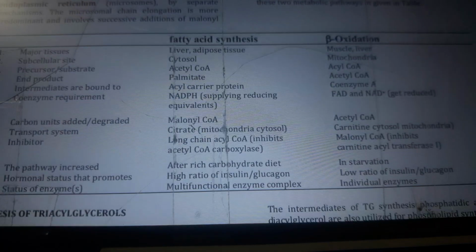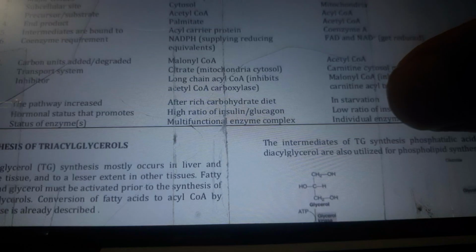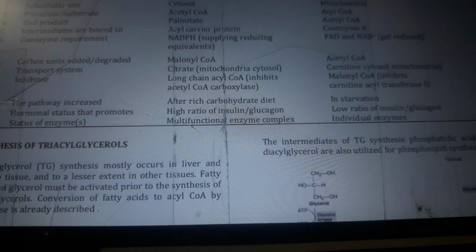Comparison between fatty acid synthesis and oxidation. The synthesis of fatty acids and the oxidation are two distinct and independent pathways. A comparison between these two metabolic pathways is given in the table below. Major tissues: fatty acid synthesis, liver and adipose tissue; beta oxidation, muscle and liver. Subcellular site: cytosol for synthesis, mitochondria for beta oxidation. Precursor and substrate: acetyl-CoA for synthesis, acyl-CoA for oxidation. End product: palmitate for synthesis, acetyl-CoA for oxidation.